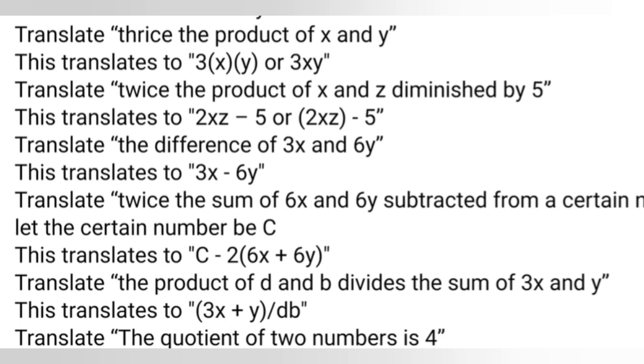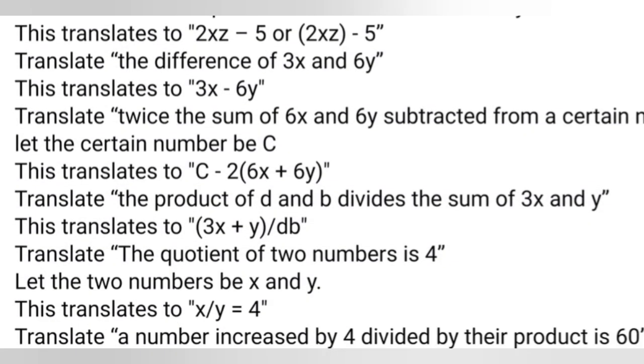Twice the sum of 6x and y subtracted from a certain number. Okay, so a certain number, shall we say, letter C. And I told you it's subtracted from, so you have to work backwards. So letter C, or a certain number, first, then minus twice the sum of 6x and y. So sum first of 6x and y, and twice of that, you have to multiply the whole quantity by 2. Because it says here twice the sum of 6x and y. So that's C minus 2 times 6x plus y.